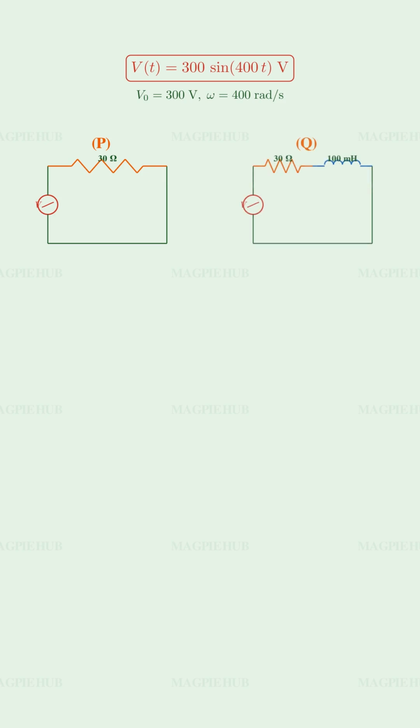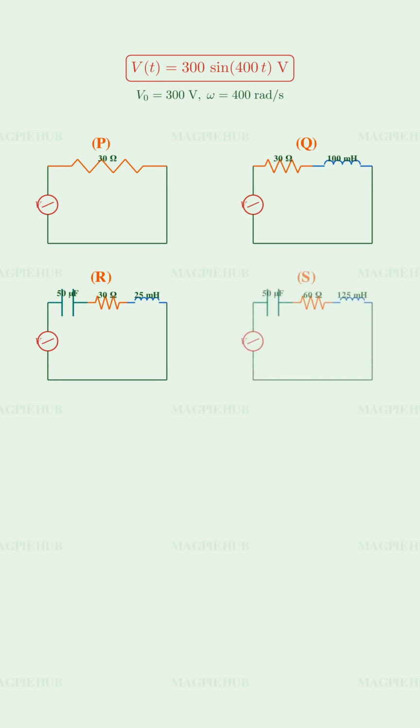Configuration P has a 30 ohm resistor only. Configuration Q has a 30 ohm resistor in series with a 100 millihenry inductor. Configuration R has a 50 microfarad capacitor, 30 ohm resistor and 25 millihenry inductor all in series. Configuration S has a 50 microfarad capacitor, 60 ohm resistor and 125 millihenry inductor in series.